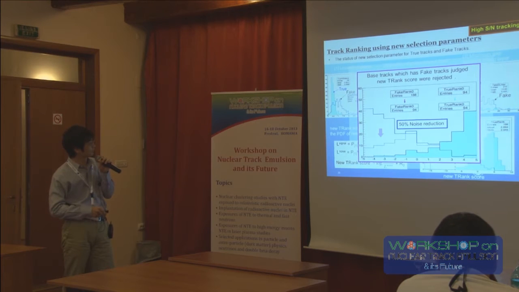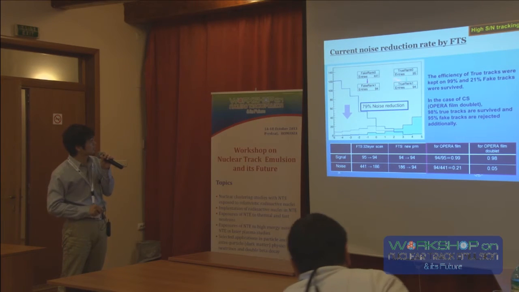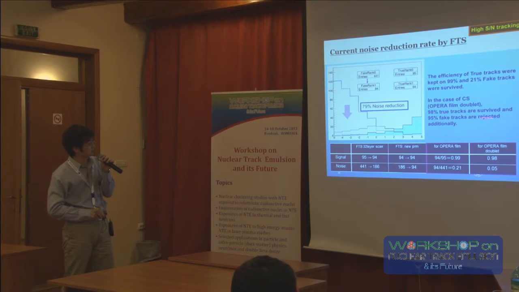Okay, so in total, with the 32 layers and the new selection parameter, I reject about 80% of the noise, but the true tracks were kept at 99% efficiency. This is the same one for OPERA film. This is the result, and in the case of CS, which is an OPERA film doublet, for true tracks 98% survived, and fake tracks were additionally rejected at 95%.